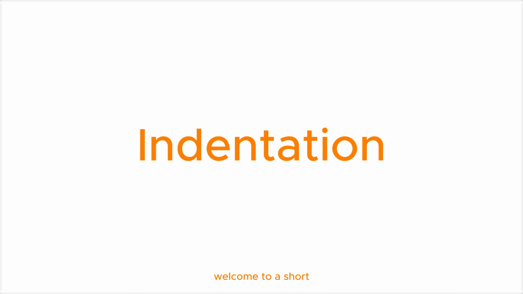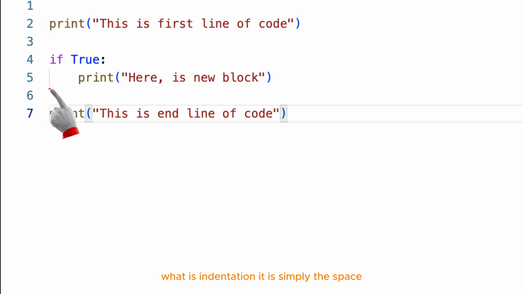Welcome to a short but one of the most important lessons in your Python journey. Before we can learn how to make decisions, we must first learn how to structure our code properly. Today we are going to talk about indentation. What is indentation? It is simply the space at the beginning of a line of code.